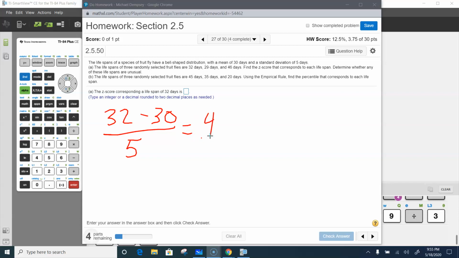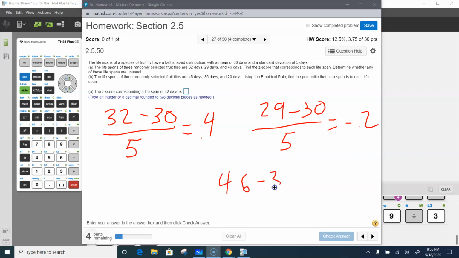Okay. For the second one, I'm going to take 29 minus 30 and divide by 5, and that's going to be negative 1/5, which is negative 0.2. And then for the third one, I'm going to take 46 minus 30, divide by 5, and that's 16 over 5, which would be 3 1/5, or 3.2. So those are going to be my 3 z-scores, and then we'll answer whether or not they're unusual.